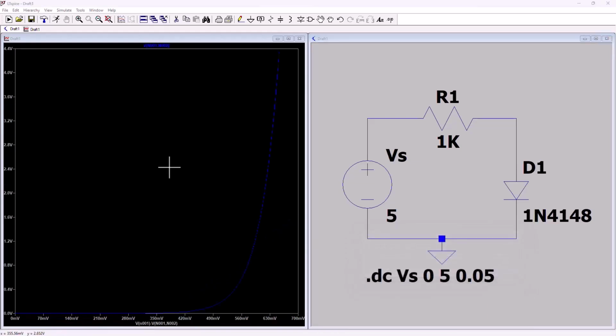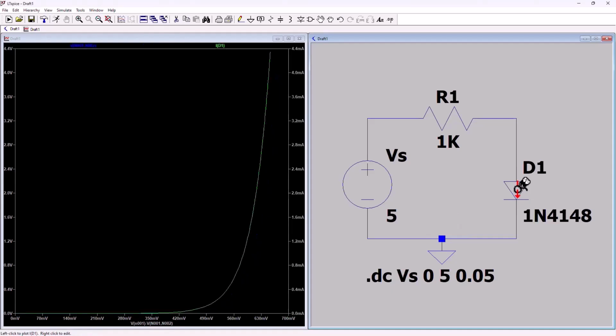Okay, now we've got a full sweep. And now we want to display the current on the y-axis. So I'm going to go ahead and measure the current.